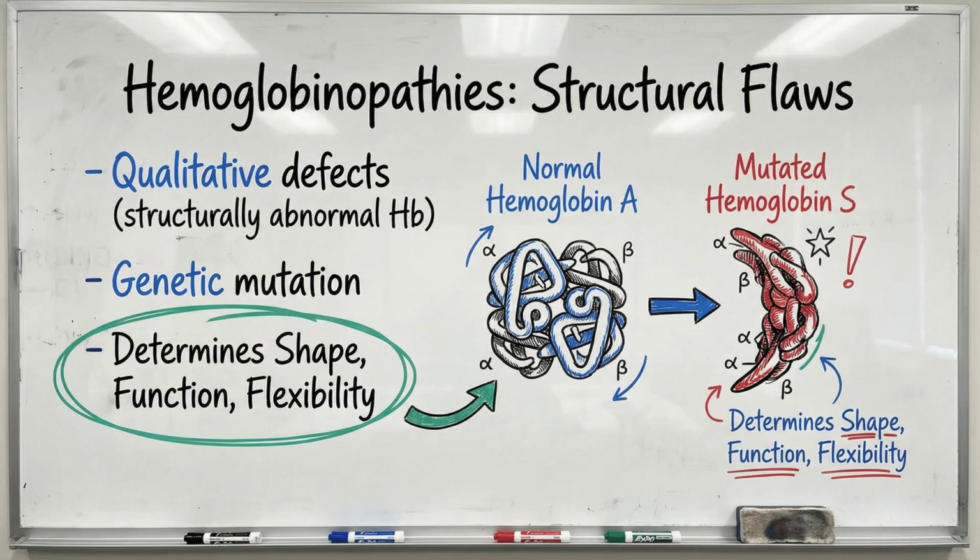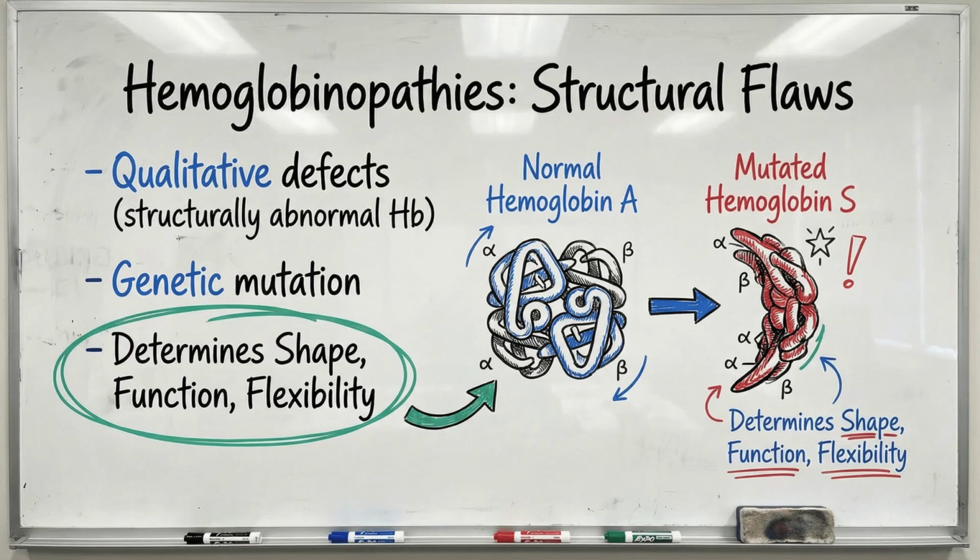Now we shift gears to our third category of intrinsic defects, hemoglobinopathies. These aren't about the cell's wrapper or its internal machinery, but about the very core of its identity, the hemoglobin molecule itself. Remember, a red blood cell is essentially a bag of hemoglobin, and if that hemoglobin is structurally flawed, the entire cell's integrity is compromised. This means the cell's shape, its ability to carry oxygen, and its flexibility are all at risk.